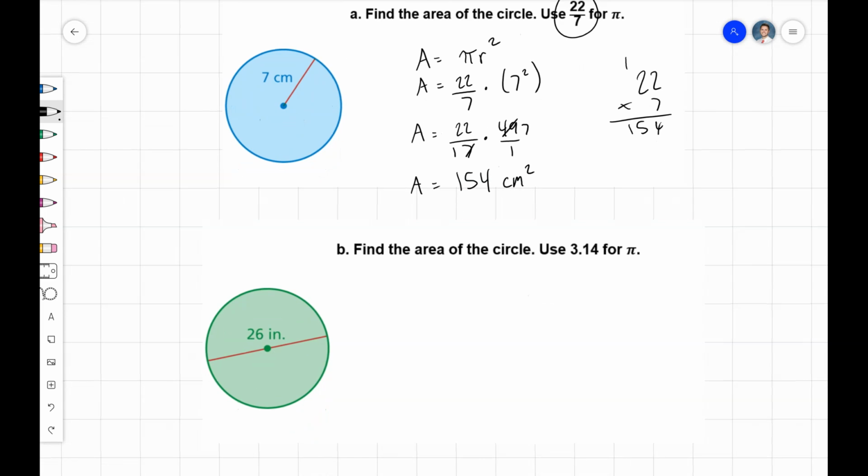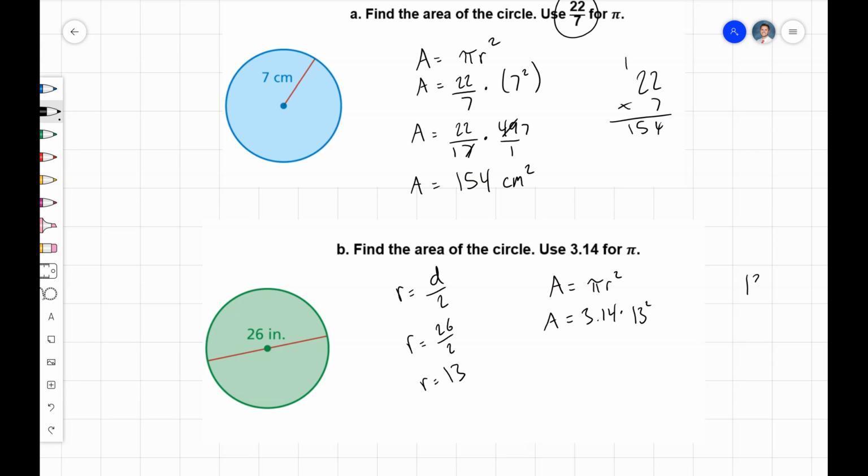Let's look at our next example. This one, you'll notice, gives us the diameter. So if A is equal to pi times the radius squared, we first need to find the radius. Remember that the radius is equal to the diameter divided by 2. So our radius will be equal to 26 divided by 2, which is 13. Now that we know our radius, we can use that. A is equal to pi times the radius squared. So A will be equal to 3.14 times 13 squared.